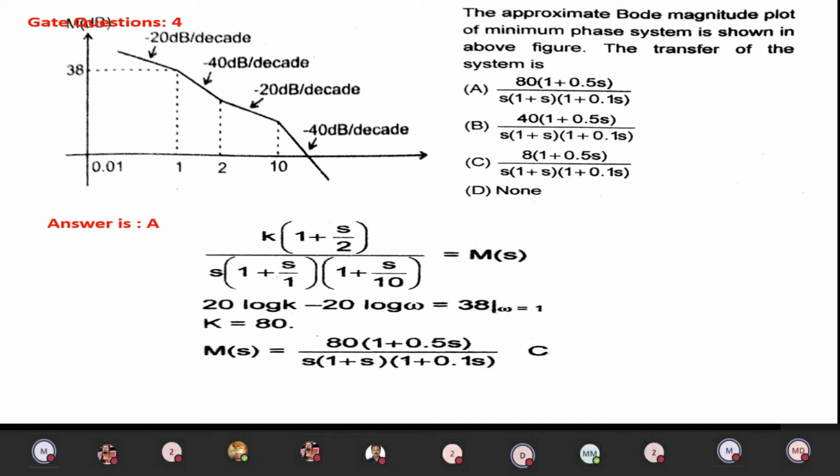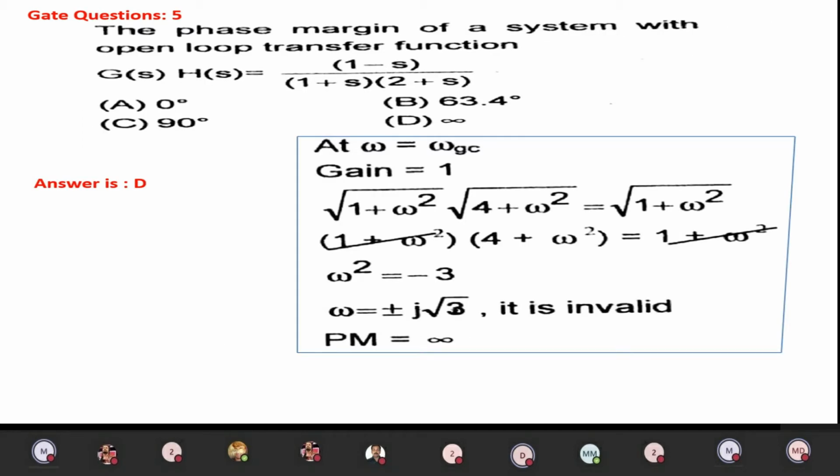So here you can see that at omega equal to 1, you are getting a magnitude of 38. So therefore omega is equal to 1 and the magnitude has to be equivalent to 38. In order to determine that, 20 log of k minus 20 log of omega is equal to 38. So if you do this calculation, you will get k value equal to 80, and then substitute that into the transfer function, simplify, and you will get the correct answer as A. Okay, so A will be the correct answer. Okay, and then you can see the next problem.